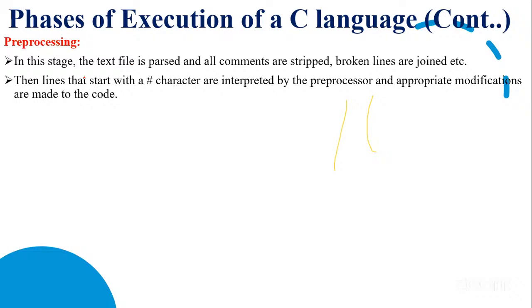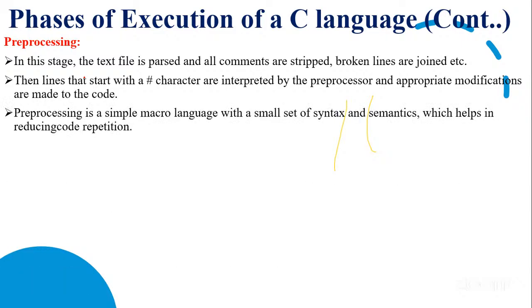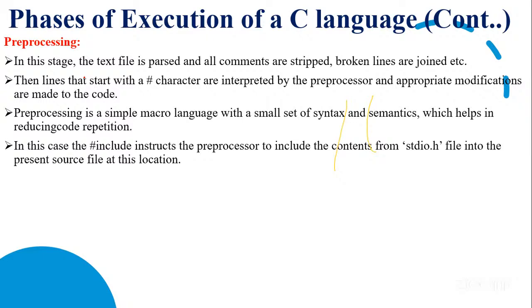Then the lines that start with the hash character are interpreted by the preprocessor, and appropriate modifications are made to the code. Preprocessing is a simple macro language with a small set of syntax and semantics, which helps in reducing code repetition. So in this case, hash include instructs the preprocessor to include contents from stdio.h.